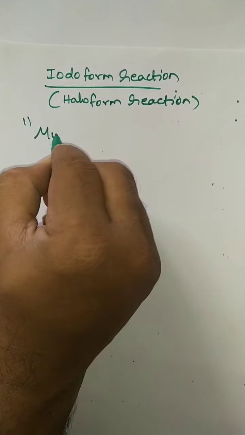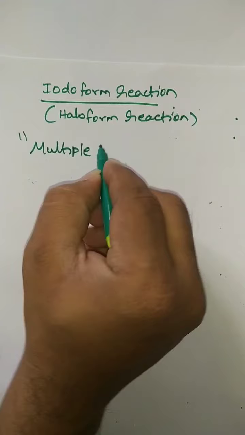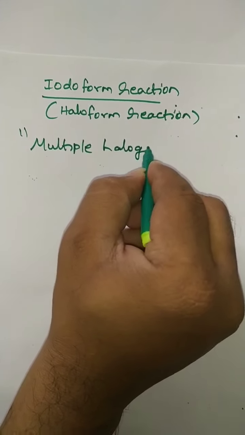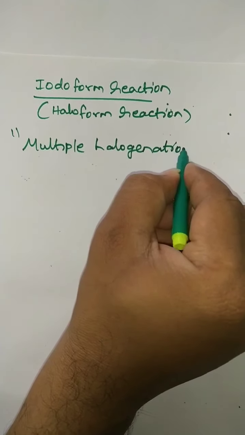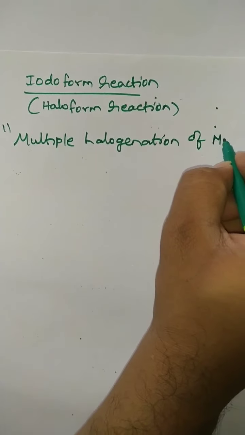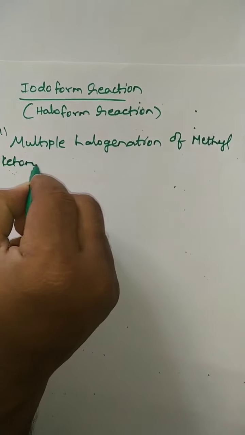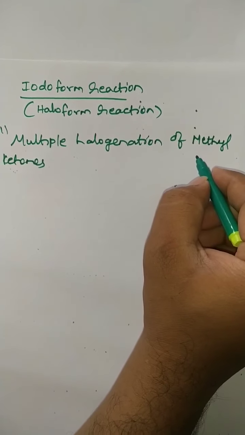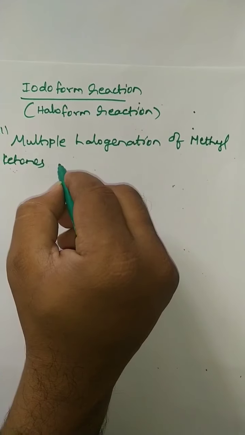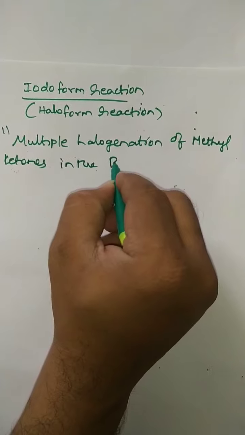So what is this haloform reaction? Simply, in a statement we can write: multiple halogenation of methyl ketones. Methyl ketone means the COCH3 fragment. Methyl ketones in the presence of base.